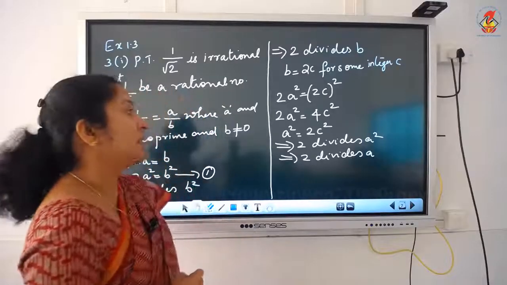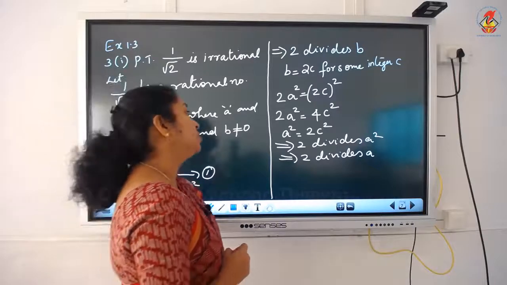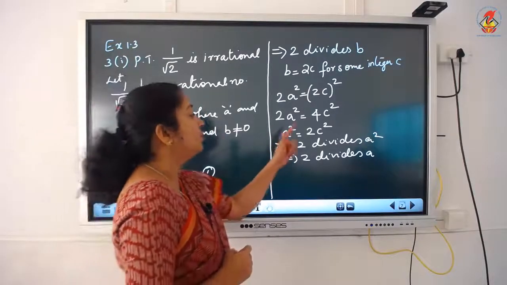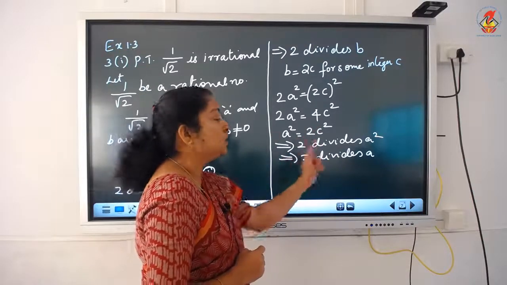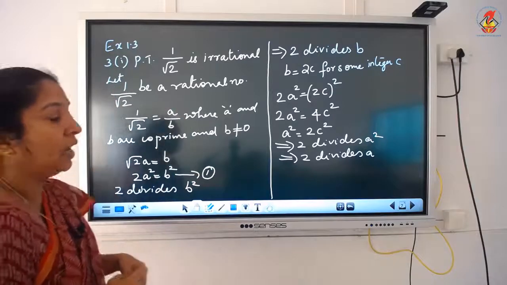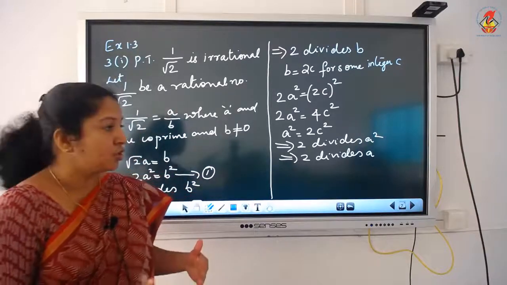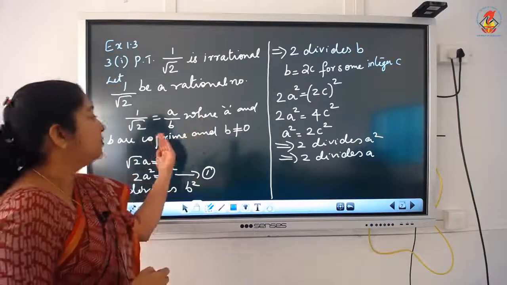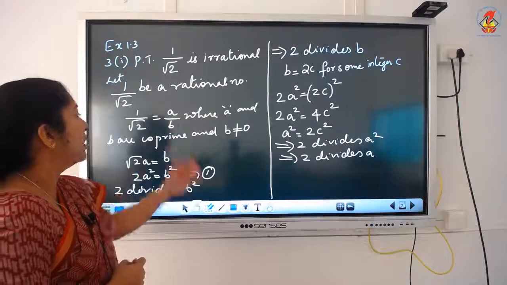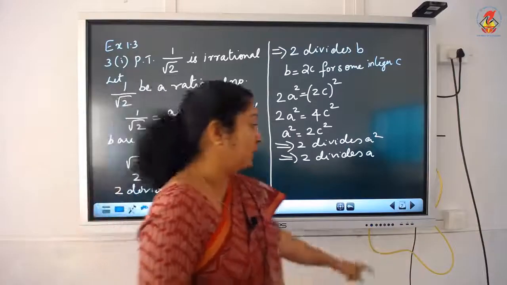So 2a square is equal to 4c square. So a square is equal to 2c square. This implies that 2 divides a square. That means 2 divides a. So 2 is a common factor of both a and b. This is a contradiction because we have supposed that a and b are co-prime numbers. So our assumption is wrong. 1 by root 2 is an irrational number.